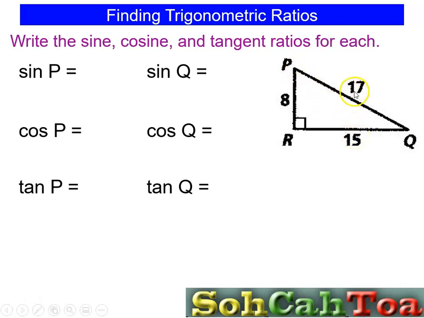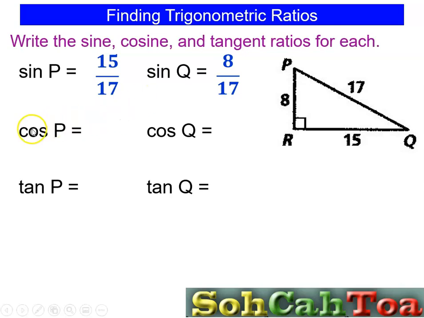over hypotenuse 17. Done. Now, it's not the same sine ratio for angle Q. If I want the sine of angle Q, it's still opposite over hypotenuse, but I want the opposite from angle Q. So the opposite from angle Q, the side is 8, divided by the hypotenuse, which is always 17. So notice, depending on the angle will depend on what ratio you're finding.